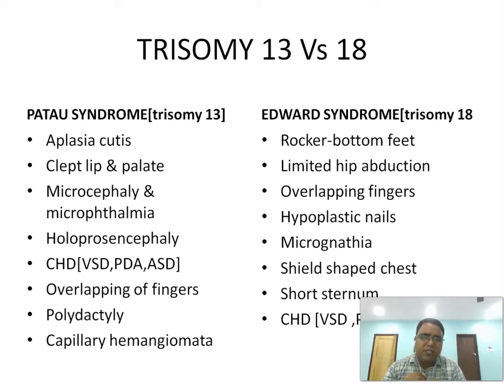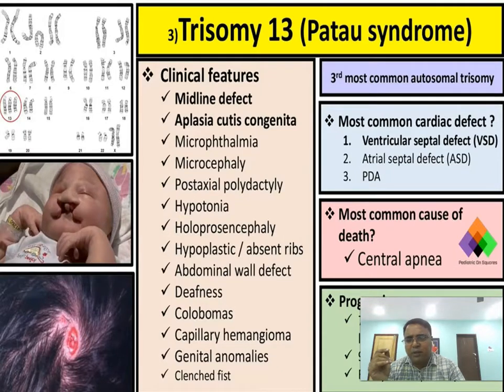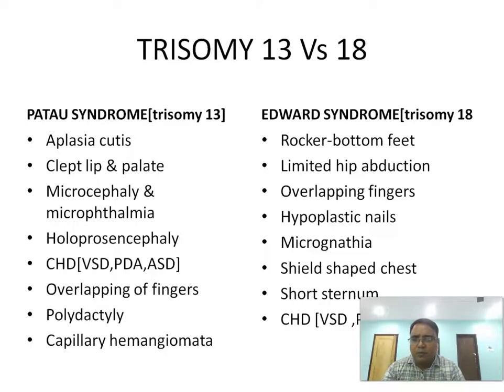Then some points regarding trisomy 13 or Patau syndrome versus trisomy 18 or Edwards syndrome. What are the things you can get in trisomy 13 or Patau syndrome? This picture we can remember. This is a picture where you can get aplasia cutis and cleft palate. Some important points we can remember about Patau syndrome. You can get aplasia cutis, cleft lip, cleft palate, microcephaly, microphthalmia, holoprosencephaly. That is the most important finding.